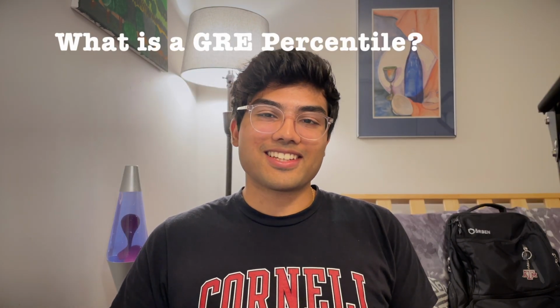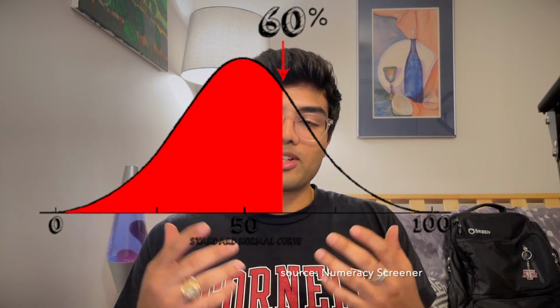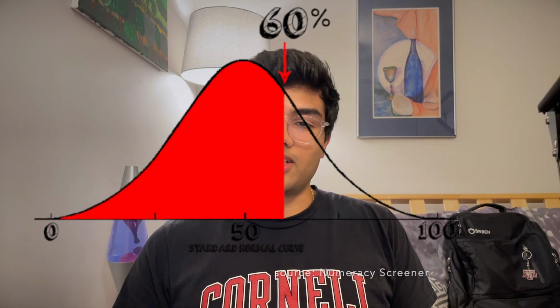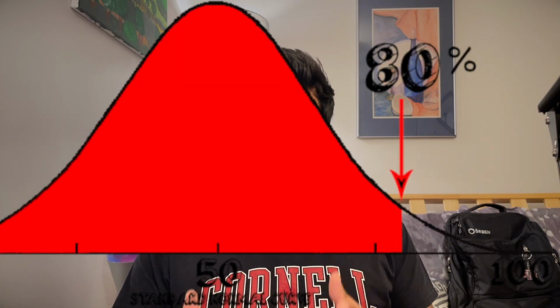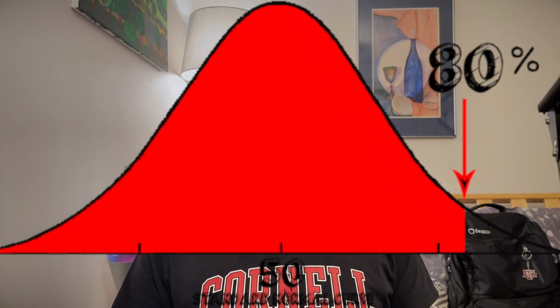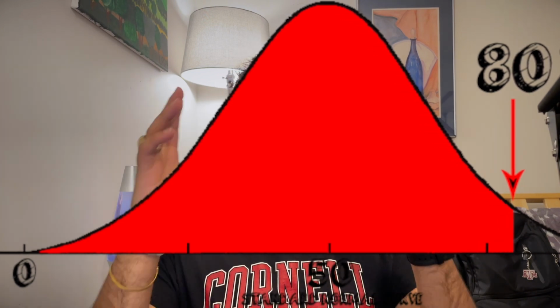What is a GRE score percentile? Well, luckily it's nothing too complicated. Let's say that your GRE percentile is 60. That means that 60% of test takers had a score that was lower than yours for the GRE, whatever section of the GRE that is. For example, if you had a percentile of 80, then that means that 80% of test takers had a lower score than you on that section. You can also think about it the other way. If your percentile is 80, then you are in the top 20% of test takers for that specific section.